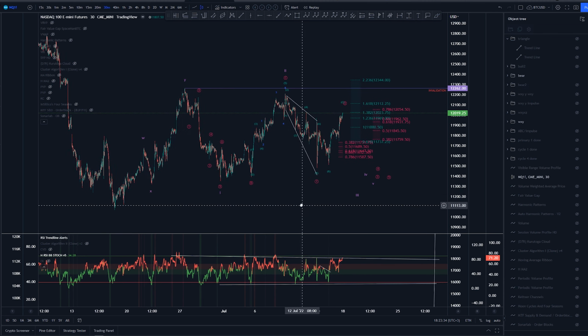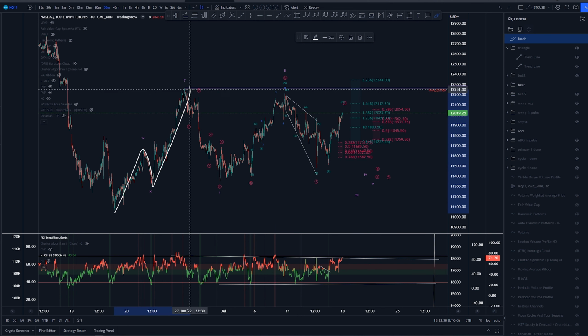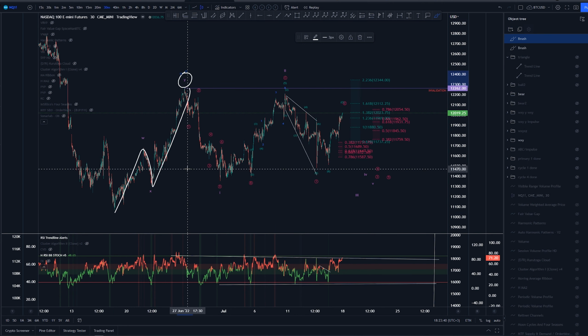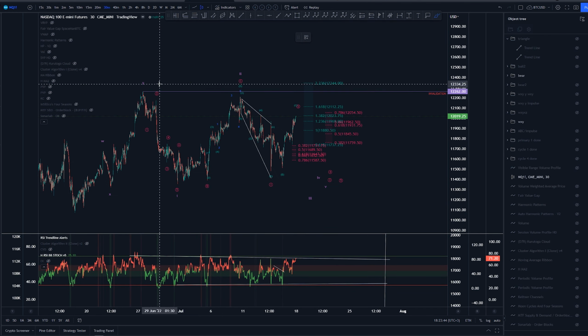The second bearish idea is again this one, in which we would have completed the WXY completely up in here already. So this is the most bearish count at the moment.